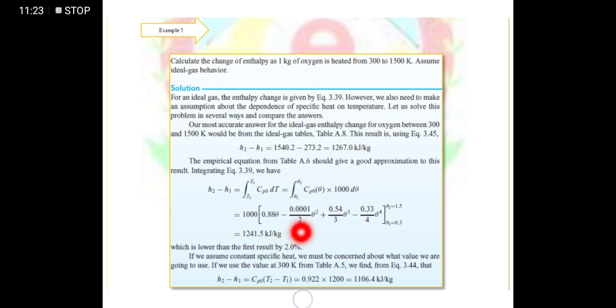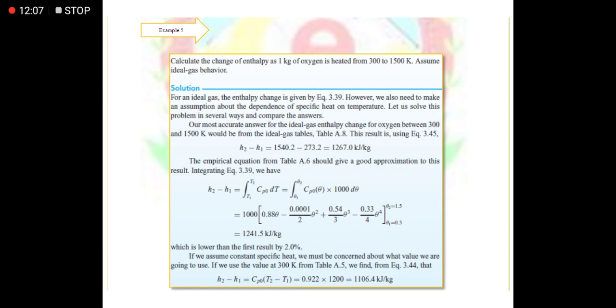As you can see, the difference between the two methods is small, only about 2%. So you can use either one. Now, if we assume a constant specific heat, we must be careful about what value we use. If we use the value at 300 Kelvin from table A.5, as we find from equation 3.44 for H2 minus H1, meaning Cp sub O can be found in table A.5, then we get H2 minus H1 of 1106.4 kilojoule per kilogram.